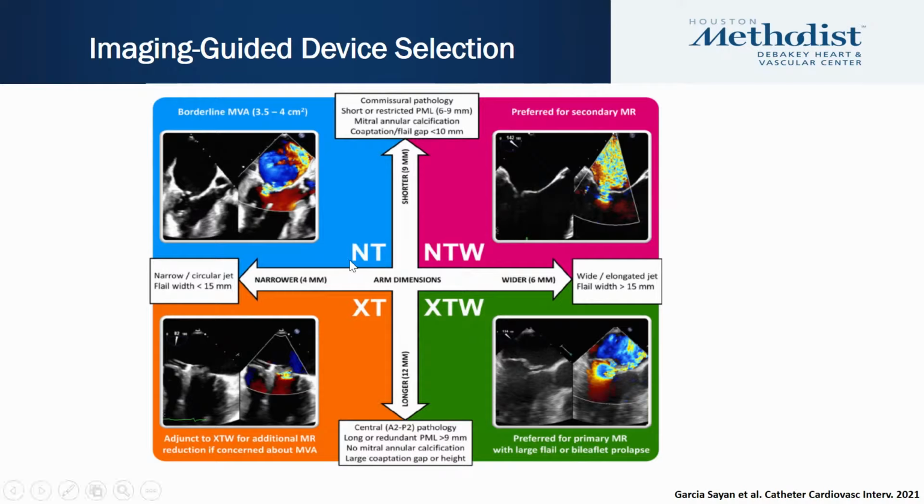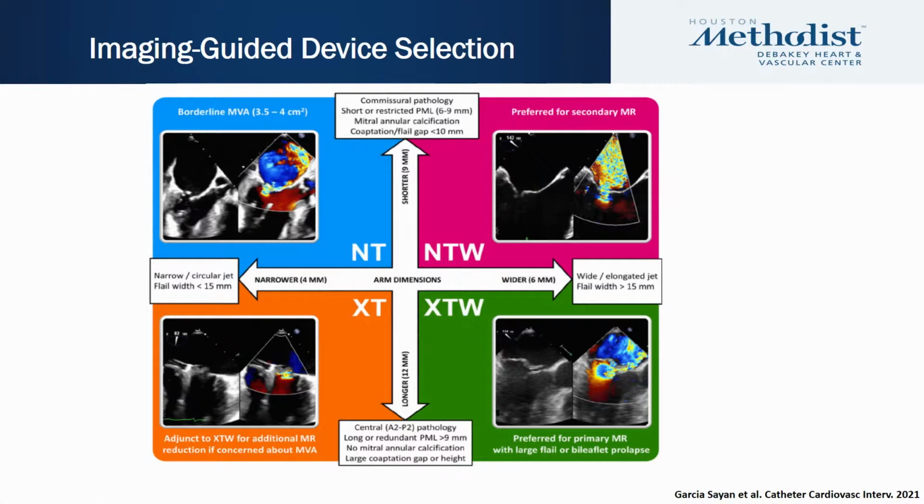The NT clip is used when you have borderline mitral valve area, while the NT-W is preferred for secondary MR. The XT-W, which is the larger and the wider clip, is preferred for primary MR with large flail or bileaflet prolapse, and the XT can be an adjunct to provide additional clipping for cases of primary MR.